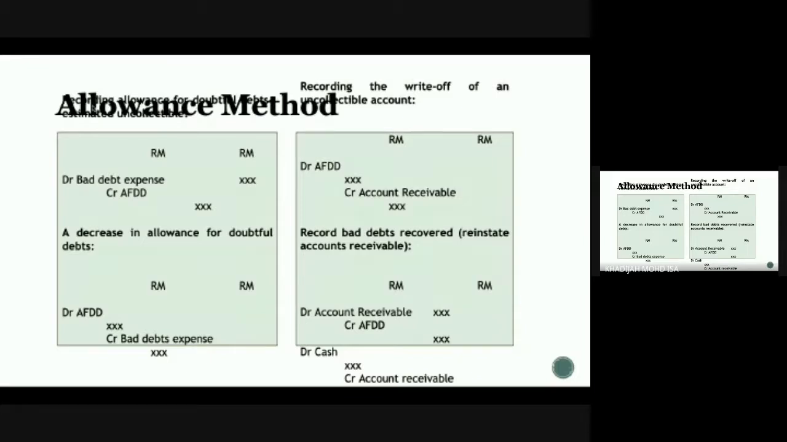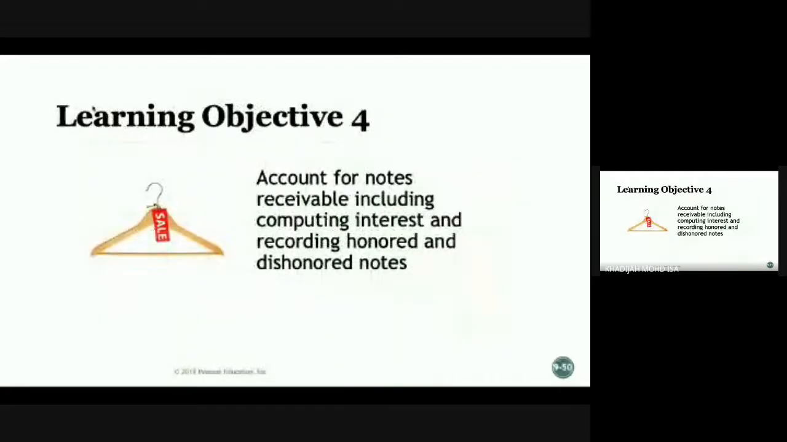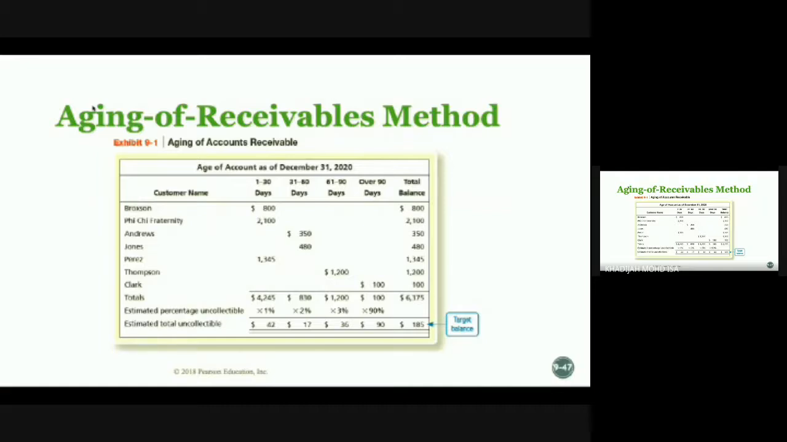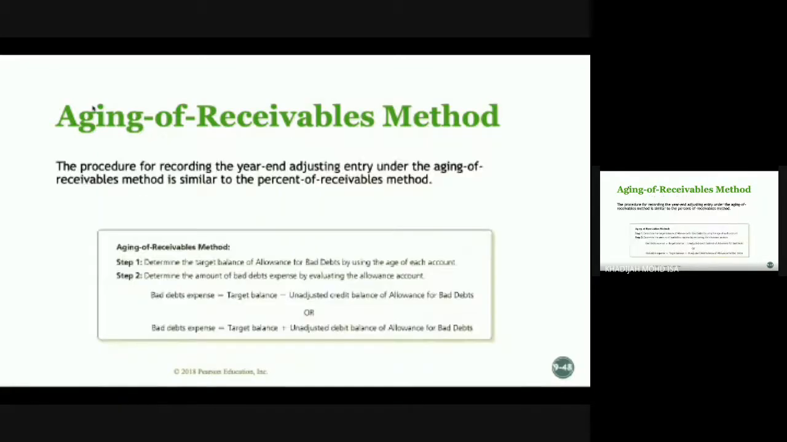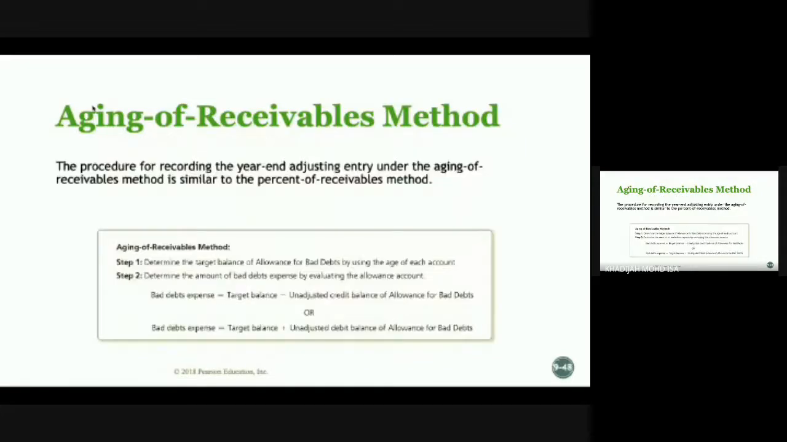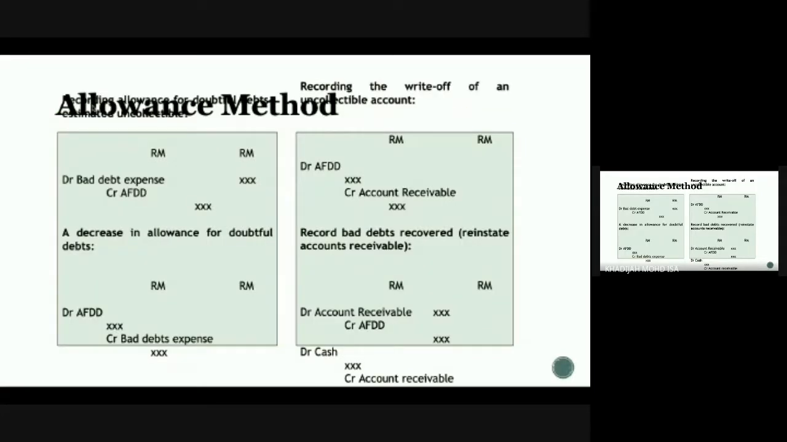And so for example, in this case, we're going to debit how much? Debit your bad debt 185, credit your AFDD, is it 85? 185. Right? What is this? Recording allowance for doubtful debts, estimated uncollectible, recording the write-off and uncollectible.